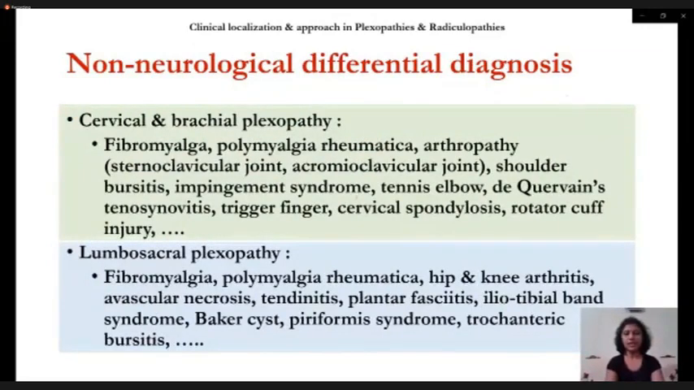Joint pain and musculoskeletal pain may also mimic a root pain. There are a number of orthopedic conditions that can be mistaken for radiculopathy or plexopathy, and unless these are carefully examined, including the joint mobility, this may lead to unnecessary investigations and sometimes unnecessary treatment.